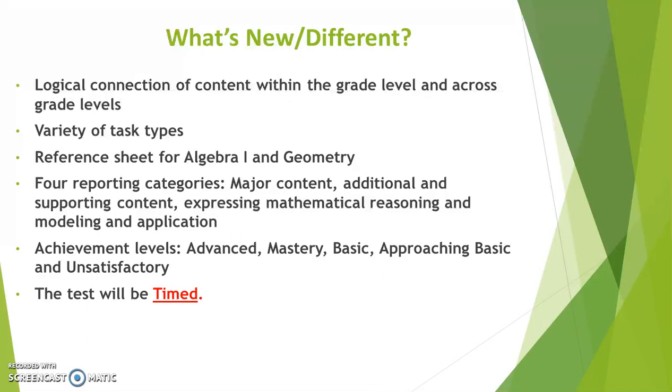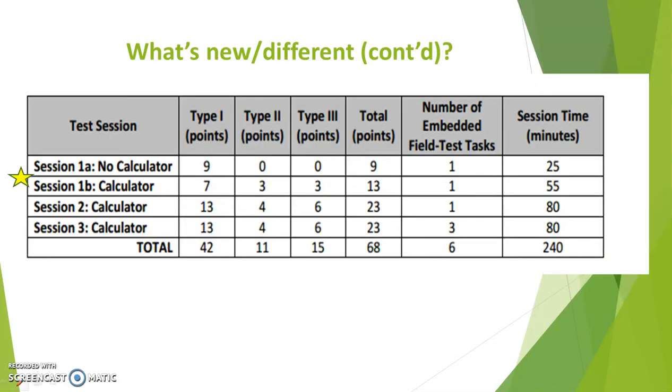We now have 4 reporting categories: major content, additional and supporting content, expressing mathematical reasoning, and modeling and application as well. Our achievement levels have changed from our 4 levels to now 5 levels, which are advanced, mastery, basic, approaching basic, and unsatisfactory. The test is also timed.